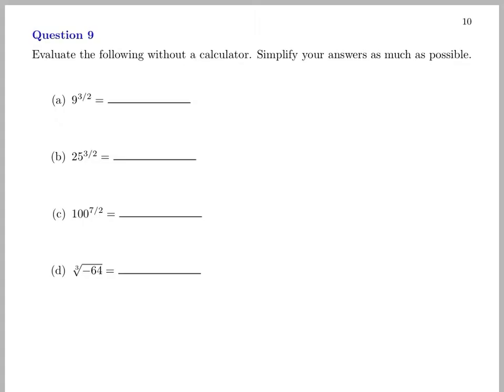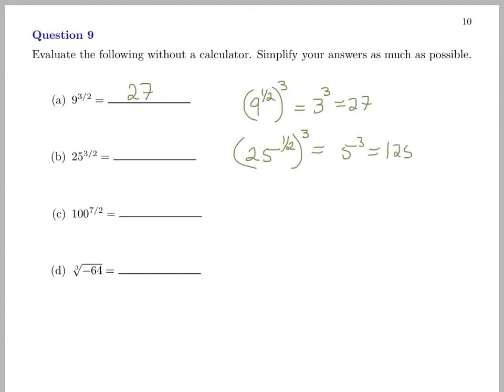Okay, so in this question, we're just simplifying some numbers with fractional exponents. So we know that 9 to the 3/2 is 9 to the 1/2 cubed. So that's the square root of 9 cubed, so that's 27. The second one is 25 to the 3/2, so that also is 25 to the 1/2, and then cubed. Square root of 25 is 5, so that's 5 cubed, and that's 125.